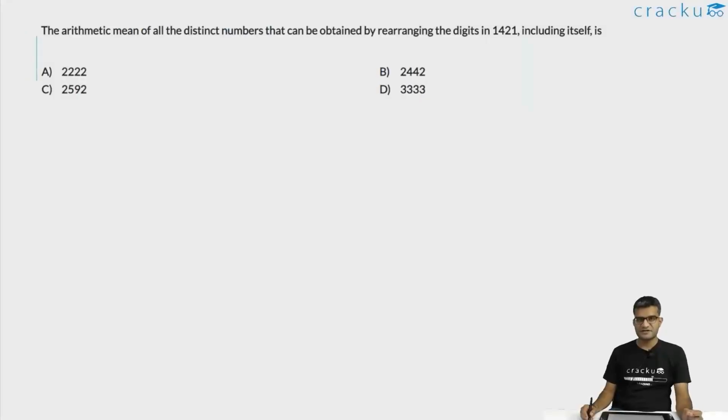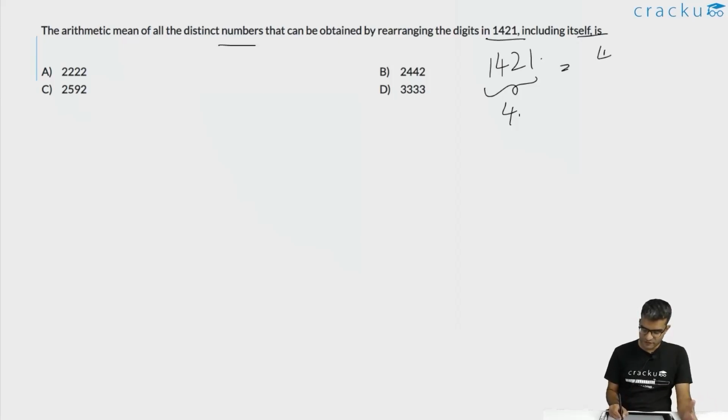In this question, we are asked to calculate the arithmetic mean of all the distinct numbers that can be obtained by rearranging the digits of 1, 4, 2, 1, including itself. Now, how many numbers can be found by rearranging the digits of 1, 4, 2, 1? Here we have 4 and 2 to be unique numbers and 1 is repeated 2 times. The total number of digits is 4, but there are 2 ones in it.